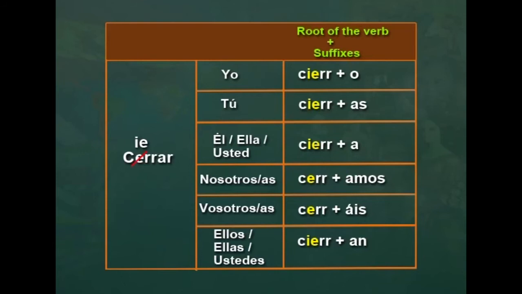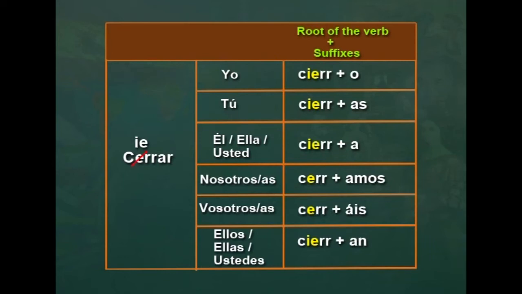So, to conjugate the verb cerrar is going to be, as I said to you, the vowel E is going to be changing to IE. So, it is going to be cierro, cierras, cierra, cerramos, cerráis, cierran.